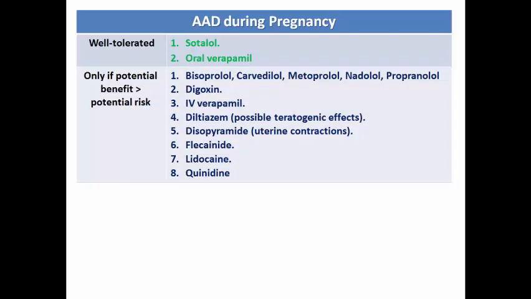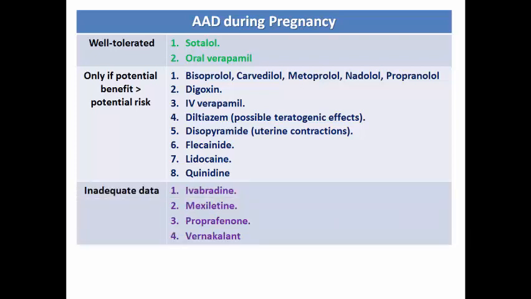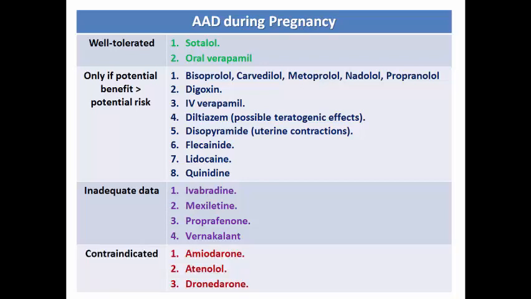Some can be used if the potential benefit is more than the potential risk, like most of the beta blockers except atenolol, digoxin, IV verapamil, diltiazem, but with some possible teratogenic effects, disopyramide, flecainide, lidocaine, or quinidine. Inadequate data, so better to be avoided: ivabradine, mexiletine, propafenone, which is a common medication to be used here, and vernakalant. Contraindicated: amiodarone, atenolol, or dronedarone.